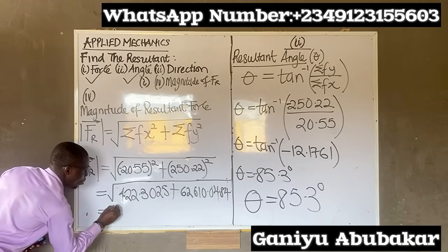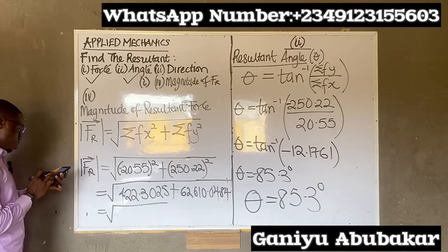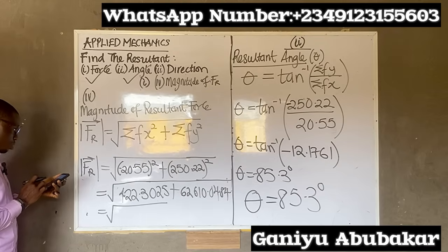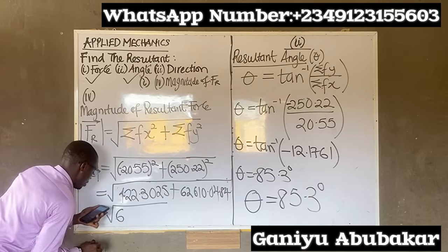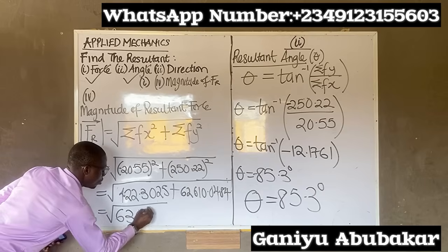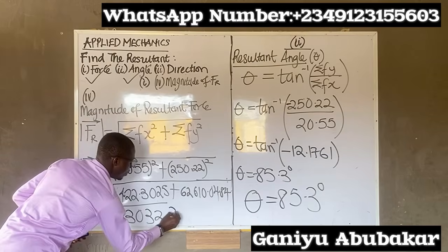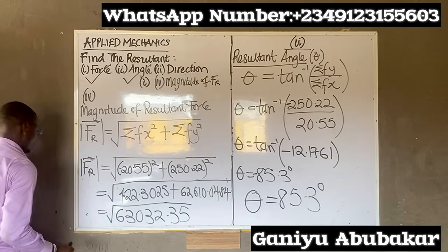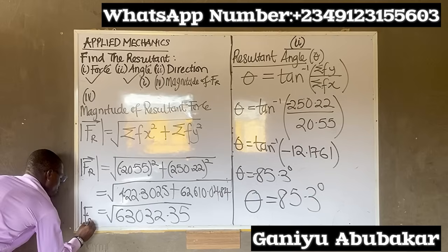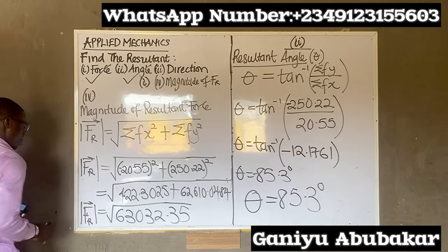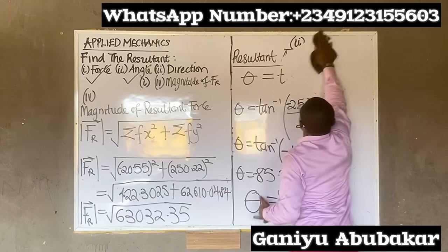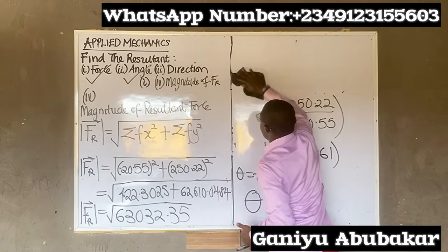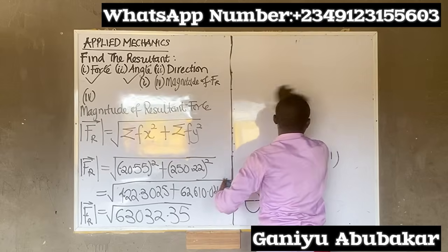Add them up. This gives square root of 62610.0484 plus 422.3025, which gives 63032.35. All right, I have it. So the magnitude of resultant force is almost gotten. Take the square root of this answer. Let's see what we get.